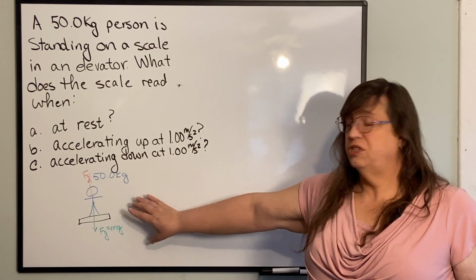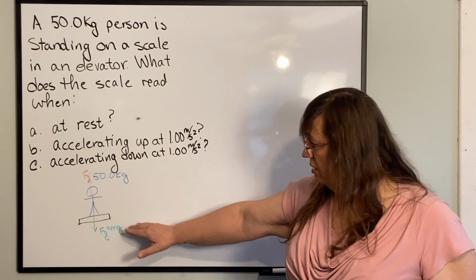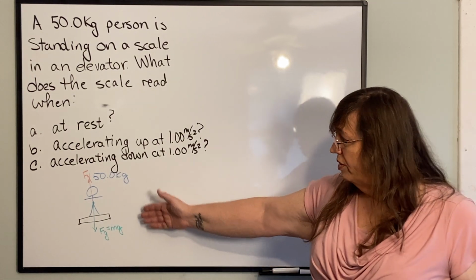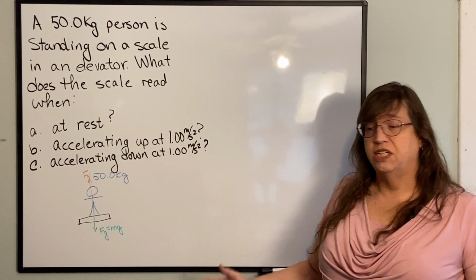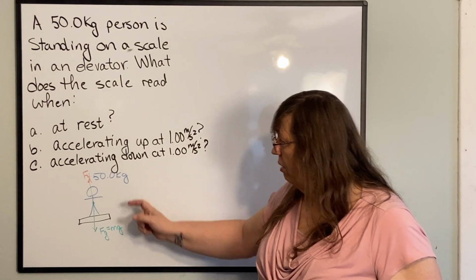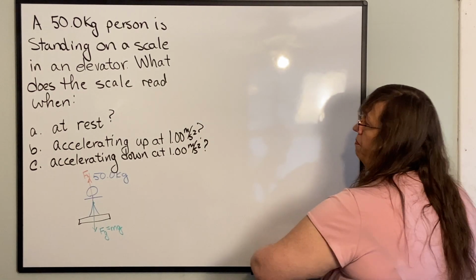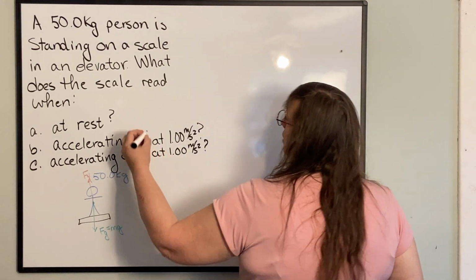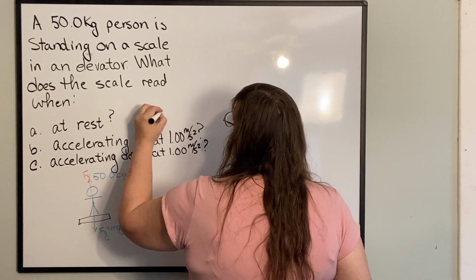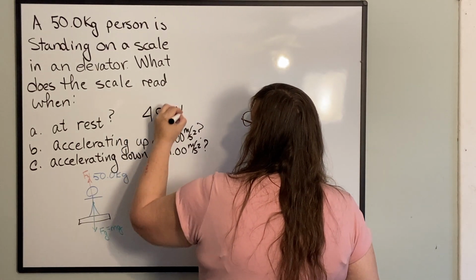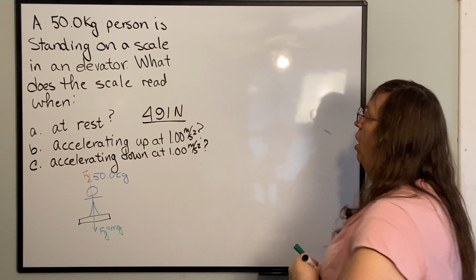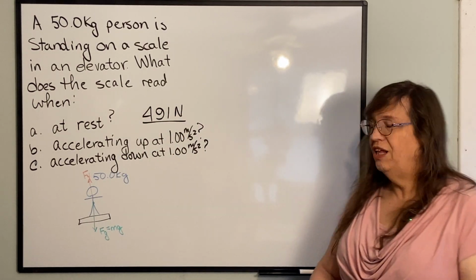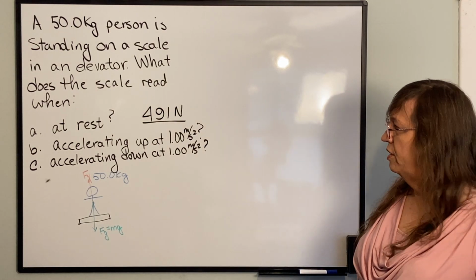We are looking at a person, 50 kilograms, standing on an object, and we know that there's no acceleration up or down. They're standing still. Therefore, this is going to come out at 491 newtons. Okay, so now let's take a look at how we would do the next two parts here.